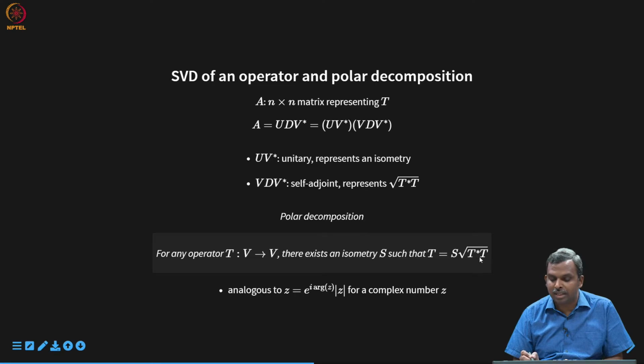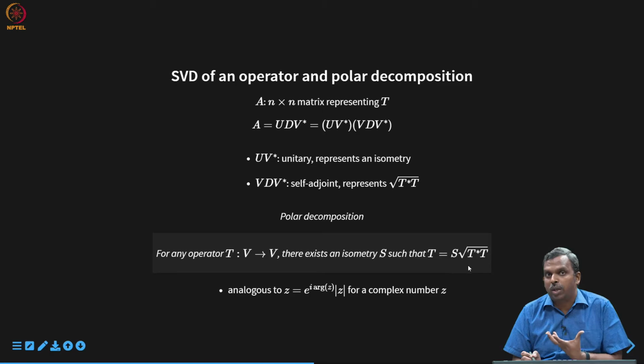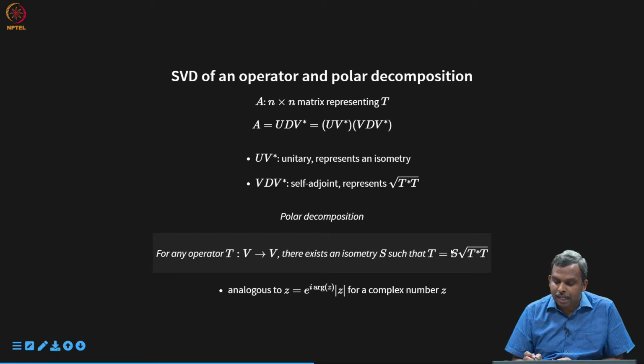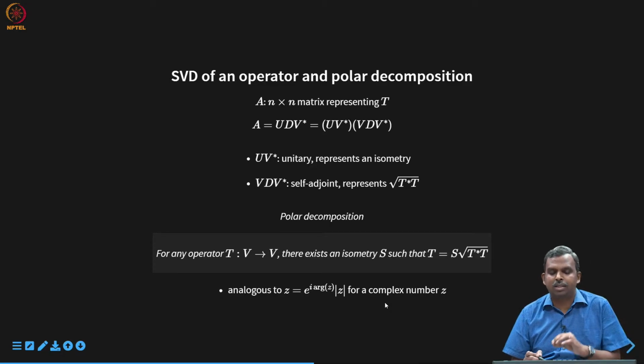The square root of T star T is sort of like the absolute value of T in some sense, because it's a positive square root. It's a positive operator. And then S is like e power i theta. It's a rotation, a unitary operator S. So this is always true for operators. This advances the analogy that we've been talking about between complex numbers and operators. So this is polar decomposition. I'm just mentioning it. It's a simple fact from SVD.